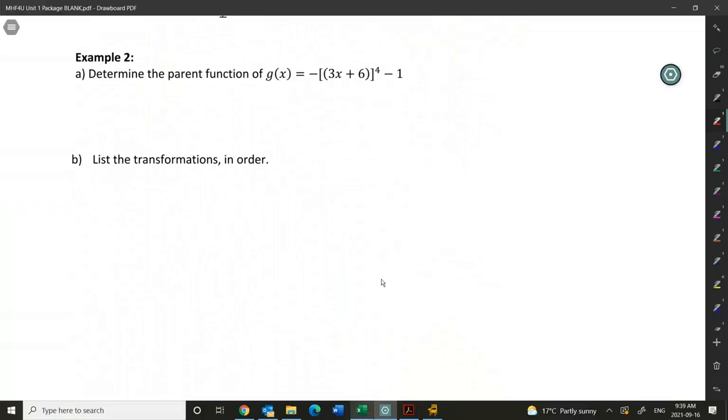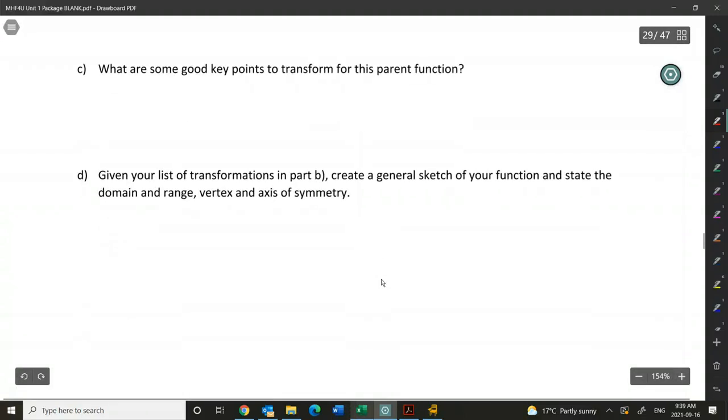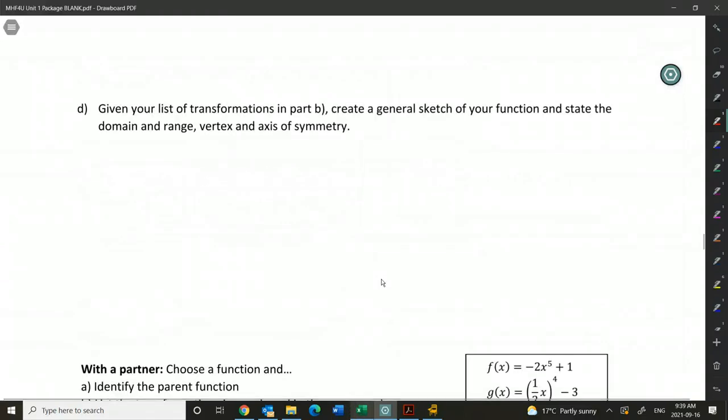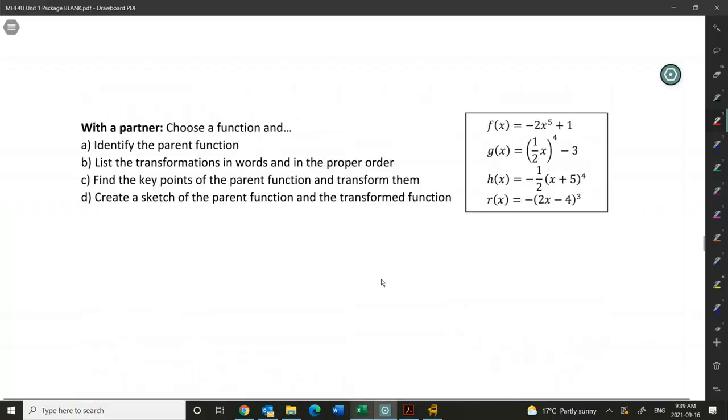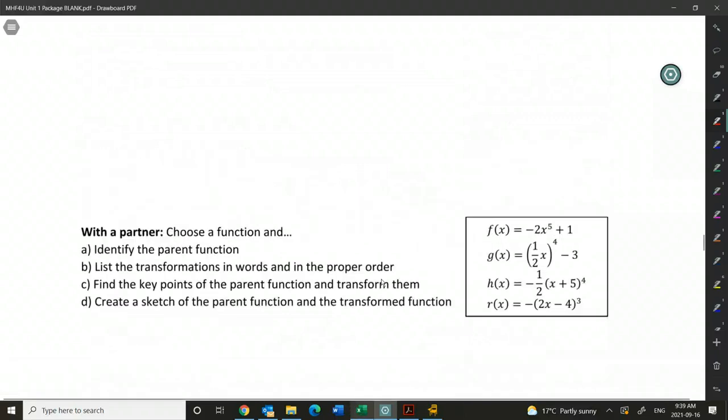Okay, so for this one, determine parent function, we're going to list the transformations. Decide on some good key points. We're not going to graph this fully. We're just going to do a general sketch. So we're going to imagine, based on our list of transformations, what's going to happen here. And we'll identify some information. This we will save for our review day. And then we're going to talk about this briefly.